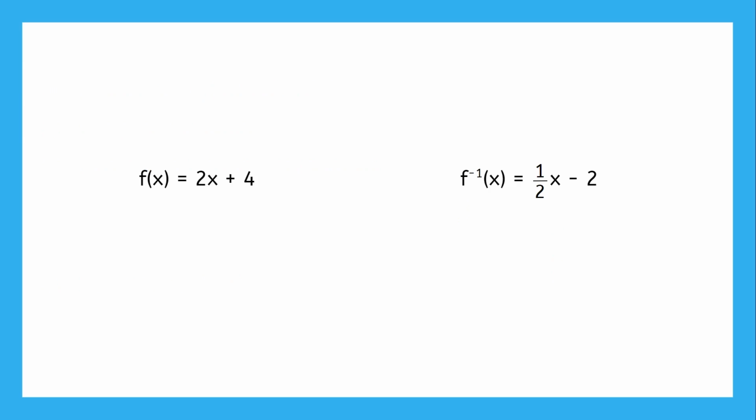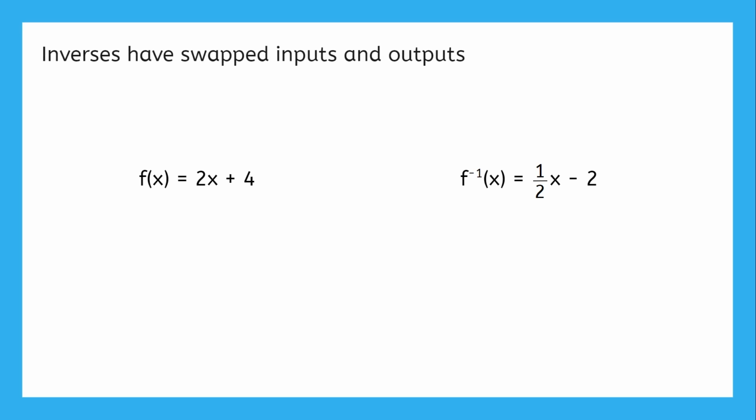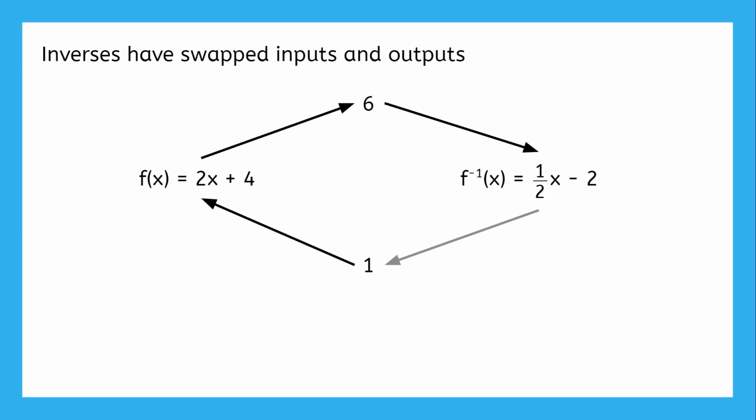So now we know that these are inverse functions. But what does that mean? We've already answered that before. Inverse functions have swapped inputs and outputs. For instance, if we input 1 into the original function, 2 times 1 is 2 plus 4 gives an output of 6. If we turned that output into an input for the inverse function, half of 6 is 3 minus 2 gives an output of 1. And we're back to where we started. So, an input of 1 and an output of 6 from the original function becomes an input of 6 and an output of 1 on the inverse, just like when we were graphing.